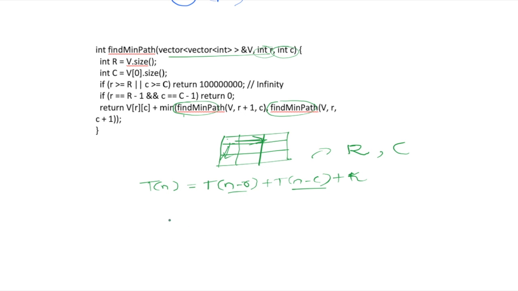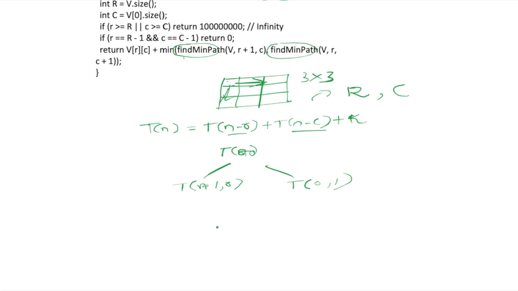Now let's try to build a recursion tree for this. So we have T of n, we have T of n minus R. So let's say in this case it's for the 3 by 3 matrix, and let's say the start is 0 comma 0. So it will be for 0 comma 0, that means T of 1 comma 0 and then T of 0 comma 1. Again from this, 2 comma 0, and then here T of 1 comma 1.